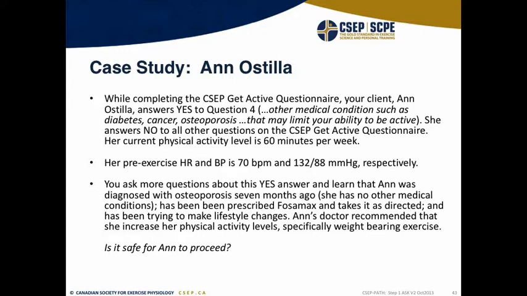So you ask her more questions about this diagnosis and learn that Anne was diagnosed 7 months ago. She has no other medical conditions. She has been prescribed Fosamax and takes it as directed. And she's been trying to make lifestyle changes. In fact, her doctor recommended that she speak to you about increasing her physical activity levels, specifically weight-bearing exercise. So is it safe for Anne to proceed?